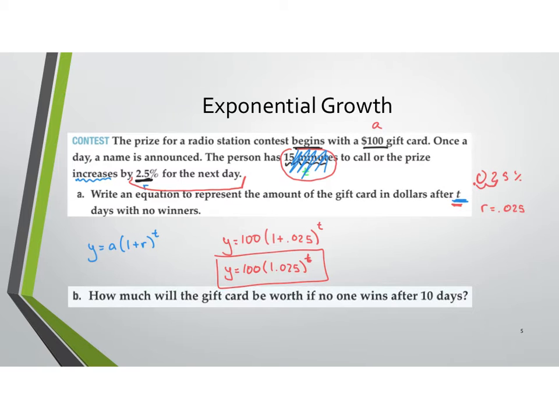When I go down to B, this is where things get interesting and I get to solve. This one asks how much will the gift card be worth if no one wins after 10 days. Here is t. So I'm going to take my equation from part A and just plug in t. y is equal to 100 times 1.025 to the power of 10.